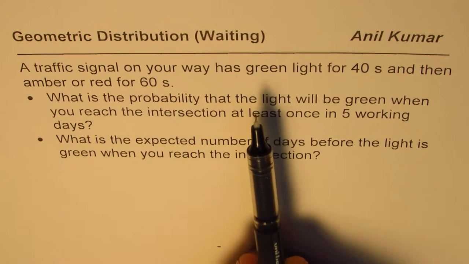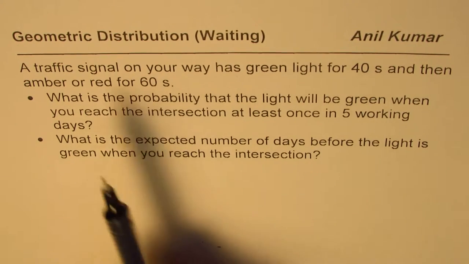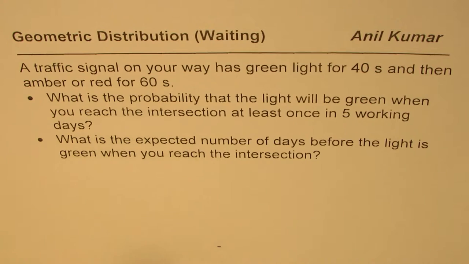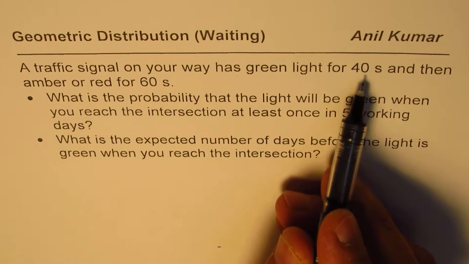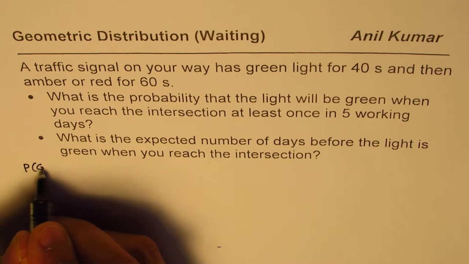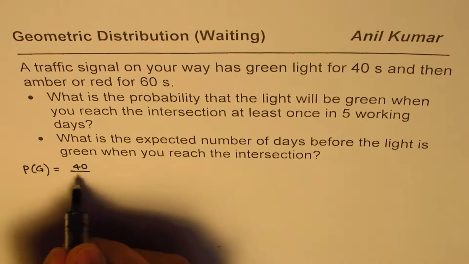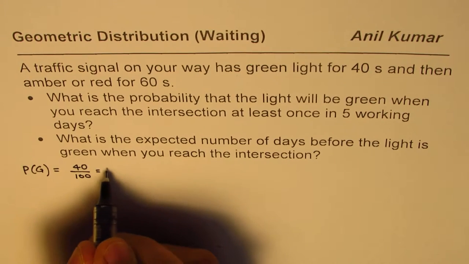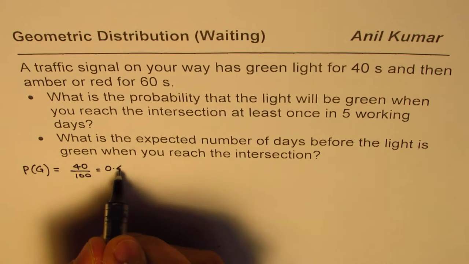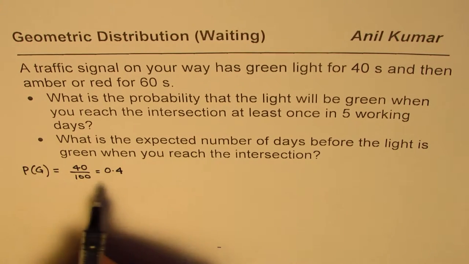So what we are given here is that the time duration for green light is 40 seconds and that for the red is 60, right? So in all, from 100 seconds, green is for 40 seconds. So probability for green is 40 over 100, which is 40% or 0.4, right? So we'll call this a success.